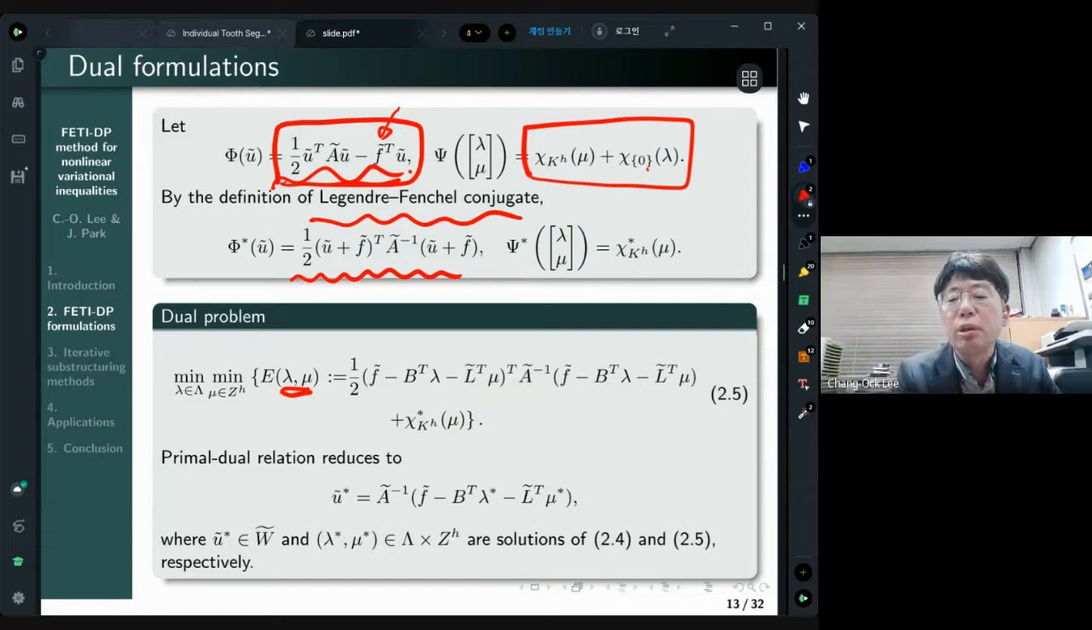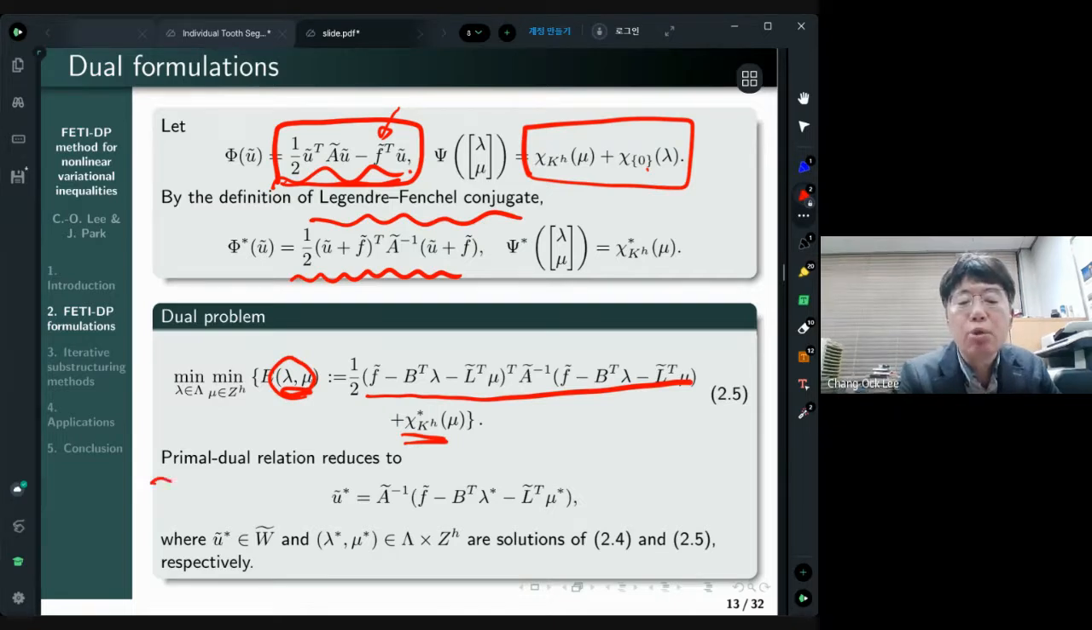Here, lambda and mu are called the Lagrange multipliers. We're going to minimize these functionals in terms of the Lagrange multipliers. So this is the dual problem in the sense of Legendre-Fenchel, called the Fenchel-Rockafellar dual problem. We're going to minimize this one. Here again we have the Legendre-Fenchel conjugate, so there is a primal-dual relation between the dual variable and the primal variable. This Lagrange multiplier is regarded as the dual variable, so the primal variables can be recovered using these relations.